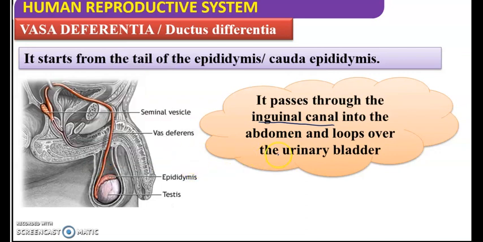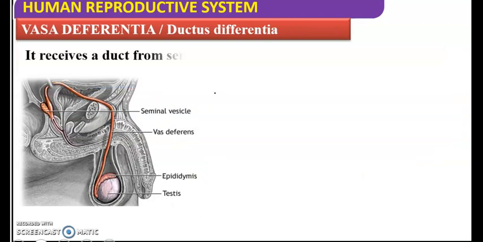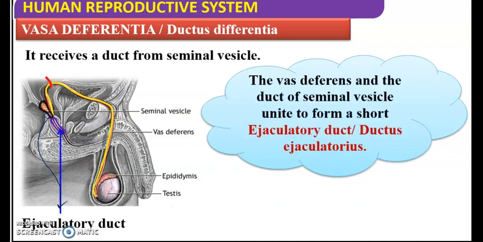So it passes through the inguinal canal, through the abdomen, and it loops over the urinary bladder. So here is my urinary bladder. It is looping over the urinary bladder and forming a common opening with the seminal vesicle. See here, this is the seminal vesicle, and here there is a duct for the seminal vesicle, which is called the ejaculatory duct. So the vas deferens and the duct of the seminal vesicle unite to form the ejaculatory duct, or the ductus ejaculatorius.